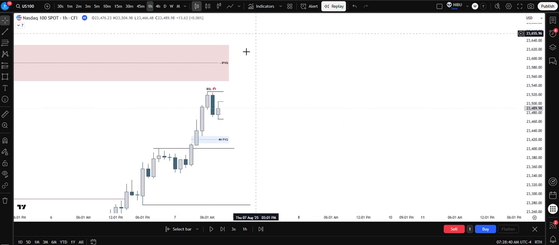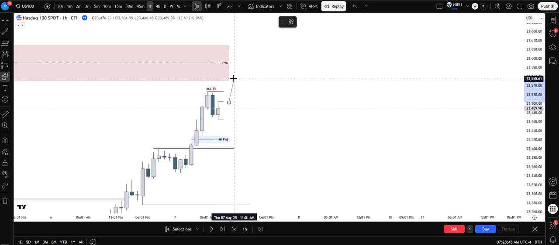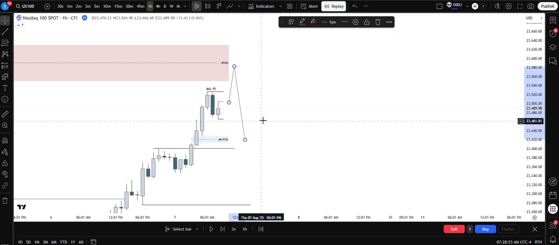My expectation was this: once price taps our inversion, we can plan a trade to here. This was my plan.